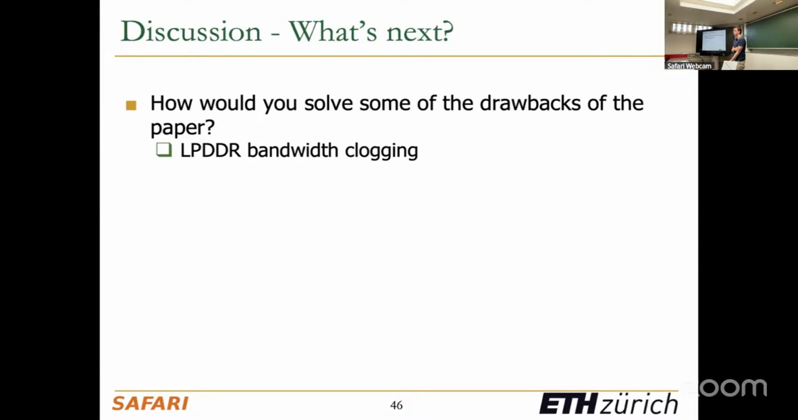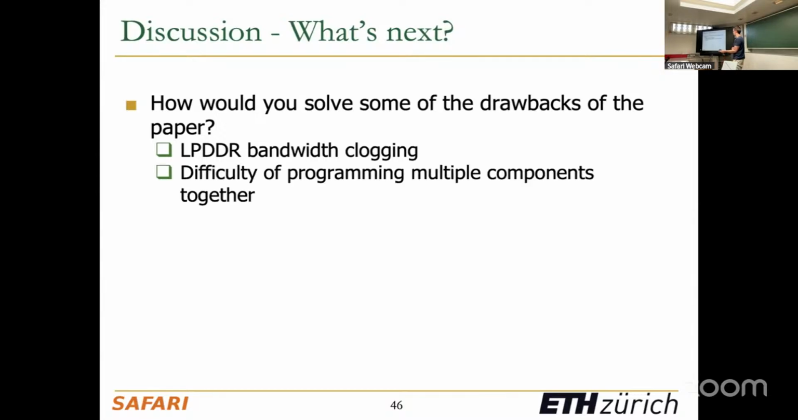I'm not sure, but maybe doing some computation in DRAM directly so that you reduce the data transfer over the LPDDR. So basically tackle it somehow so that you transfer less data over this interface. Yes, okay. That's a good point. Then maybe, what would be some way of solving the difficulty of programming multiple components together?